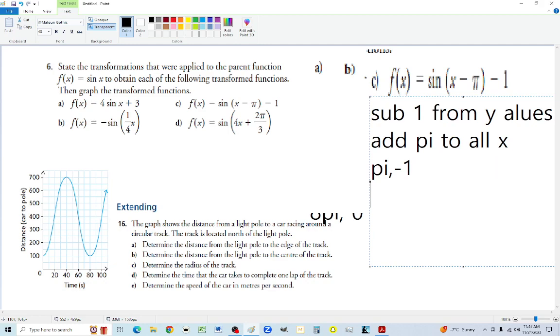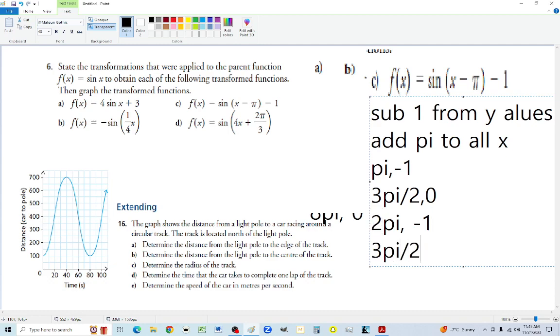If we look at the next value, which is pi over 2, comma, 1, and we subtract 1 from the y, we get 0. We add pi to this. Pi over 2 plus 2 pi over 2 is 3 pi over 2. If we look at the next point, which is pi, comma, 0, and we subtract 1 from it, we can see, okay, the midline is all minus 1 now. If we add pi to this, we get 2 pi.